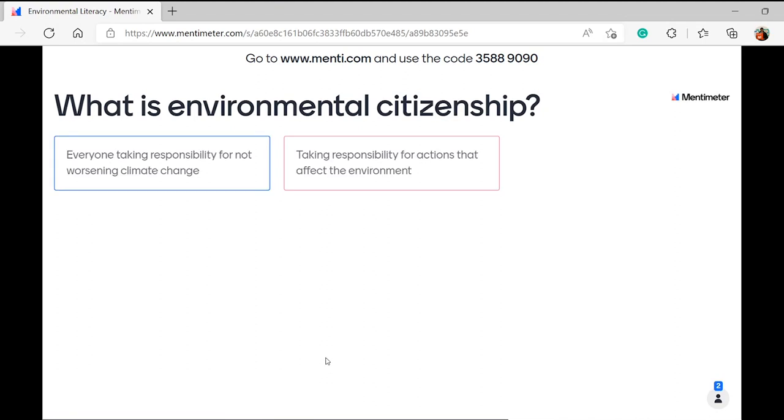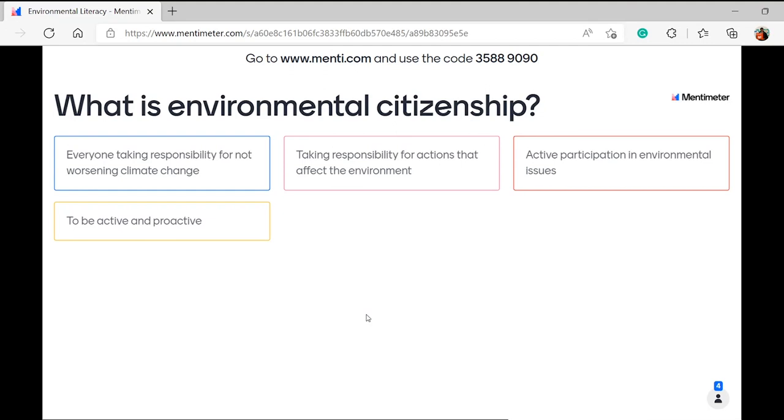Everyone taking responsibility for not worsening climate change. Everybody taking responsibility. So the keyword is everybody and everyone and responsibility. Taking responsibility, again, taking responsibility. So is there an element of rights and responsibility? What is my right and what is my responsibility? Active participation. Very good. Active participation.